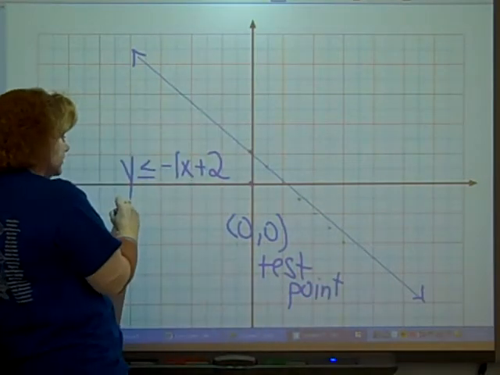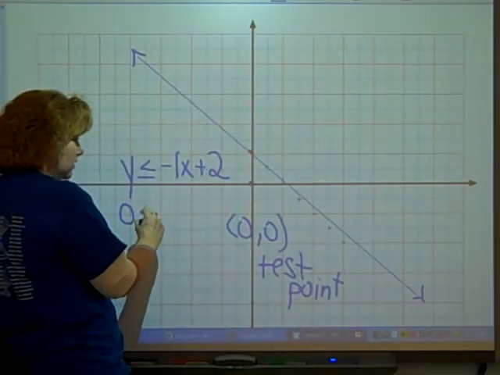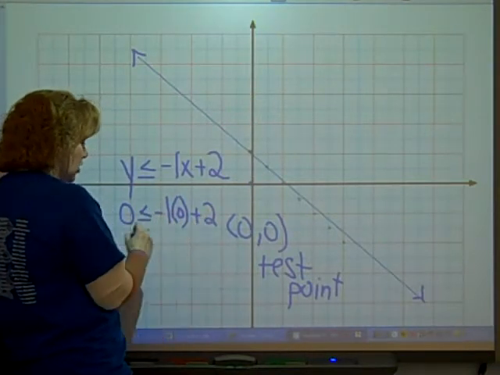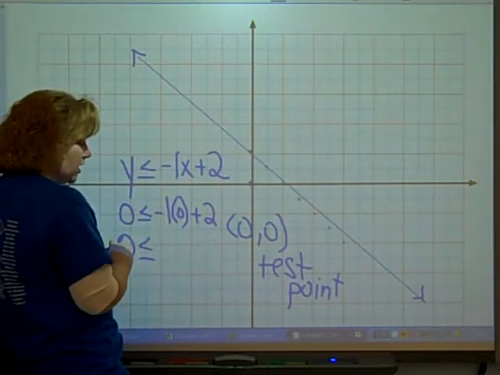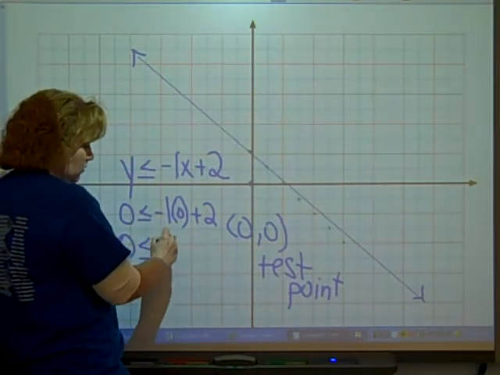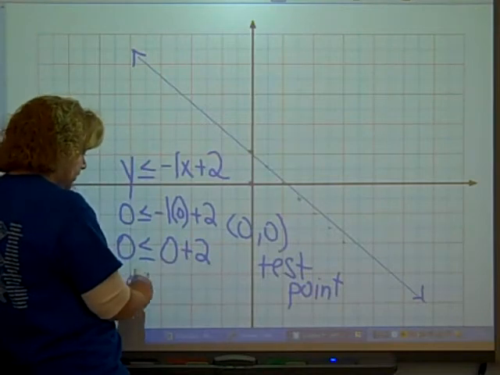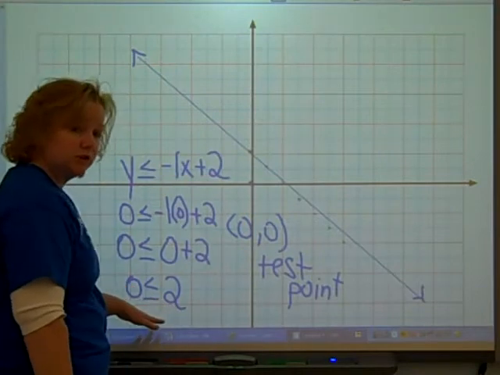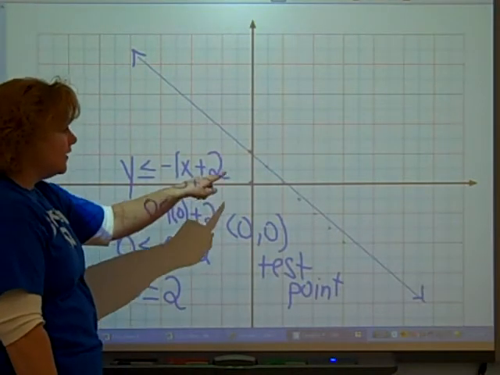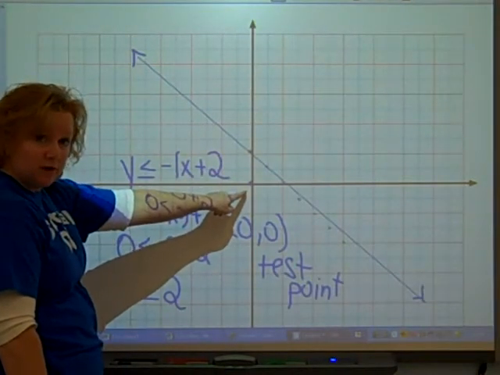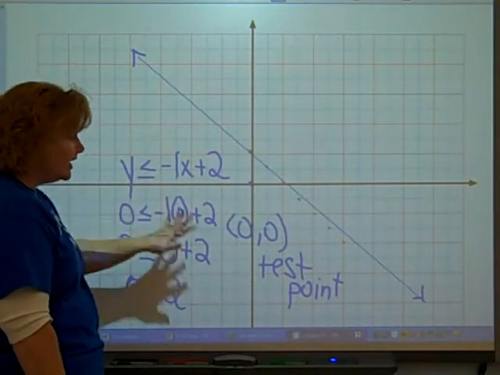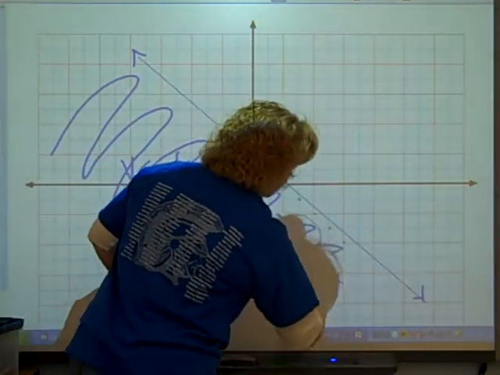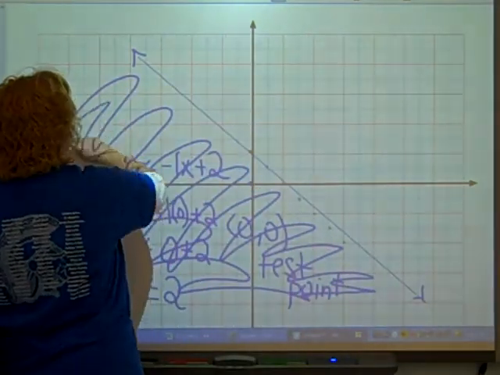Okay, so all I'm doing is I'm dropping in 0 for y. I'm dropping in 0 for x. And I'm solving. What's -1 times 0? 0. What's 0 plus 2? 2. So therefore, I have 0 is less than or equal to 2. Is that a true statement? Yes. If it is true, then the side that I tested, that point that I tested, that side is your solution area. So you are going to shade that side in.